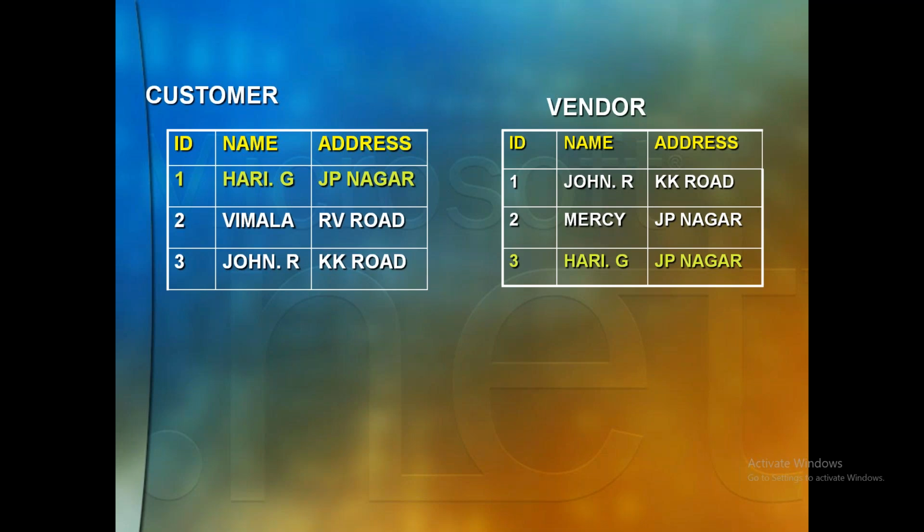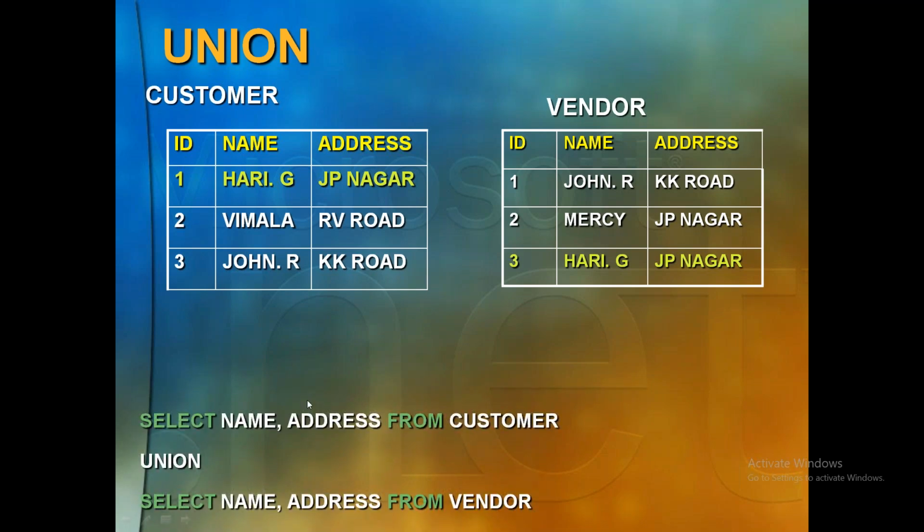If you wanted to get name, address from both tables, you must go in for the union keyword. So this is the query you must be able to write: select name, address from customer table, union, select name, address from vendor table. You must unionize the data. This is not a join. Joins mean you're going to be getting the matching data. So in this, there is no matching data. Both tables' data, you're going to be merging.